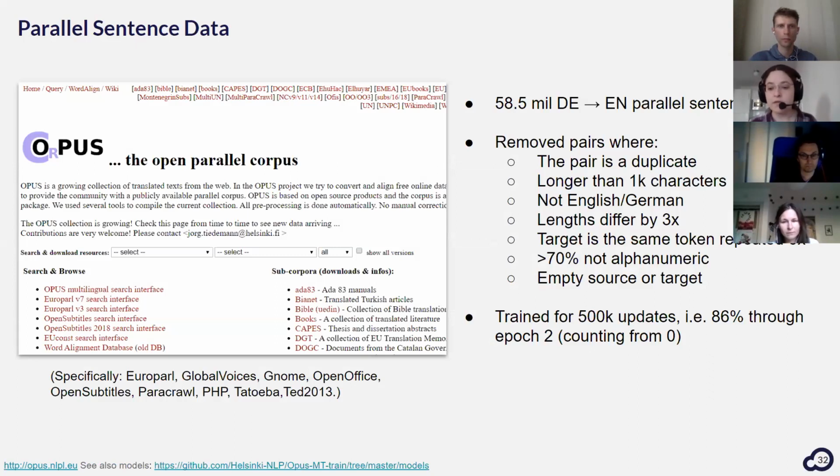We trained the model for 500K updates, which was around 86% of the way through epoch 2, which is actually the third epoch because we count from 0. Yeah, I think that's it about the implementation details. Before I move on, does anybody have any questions about that?